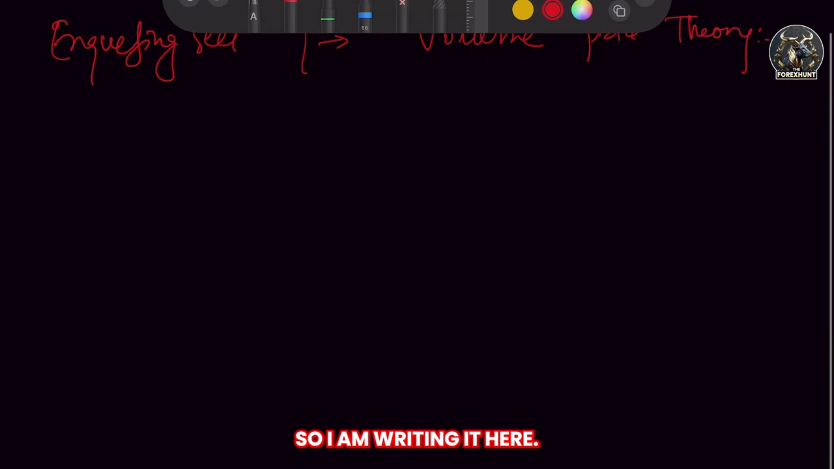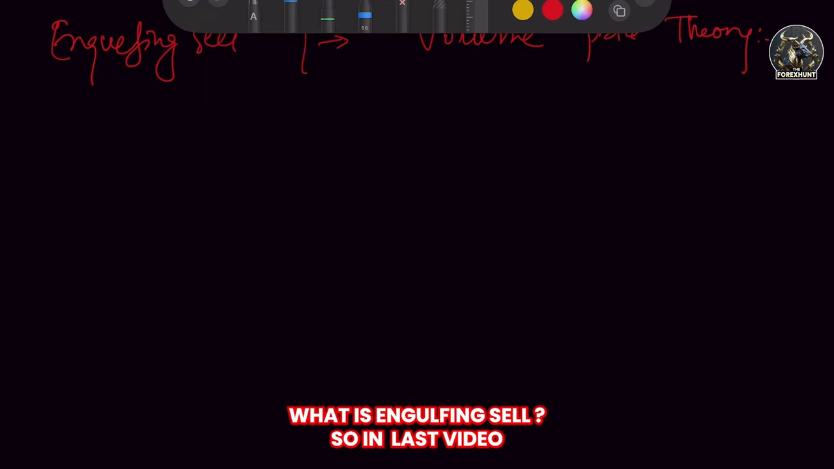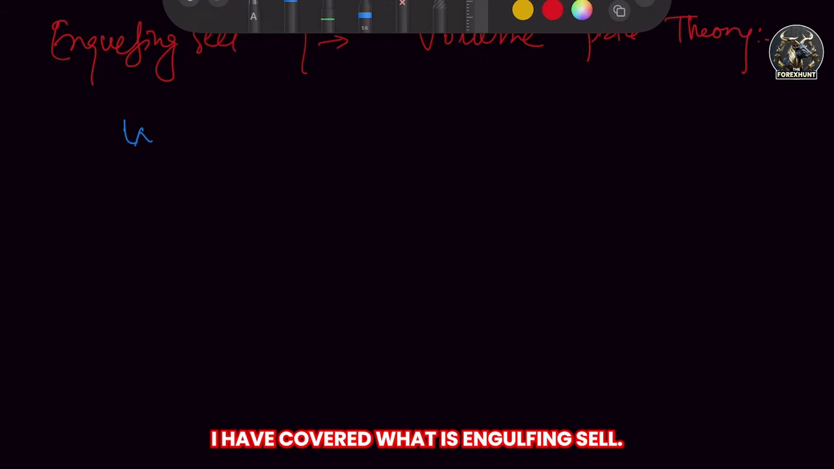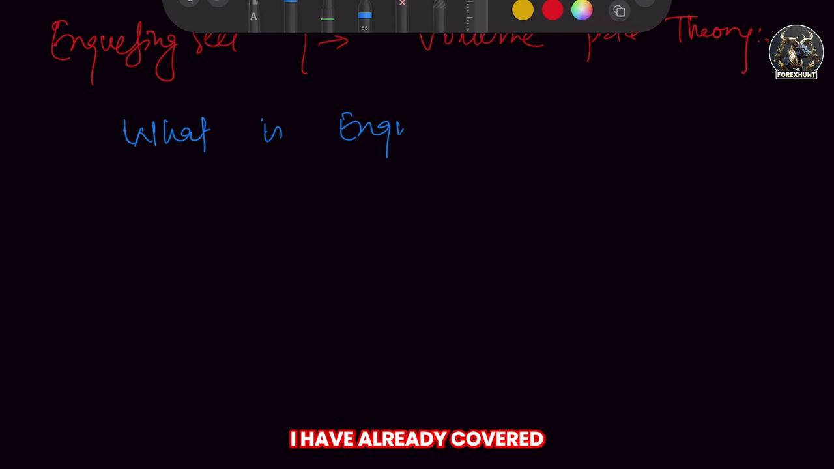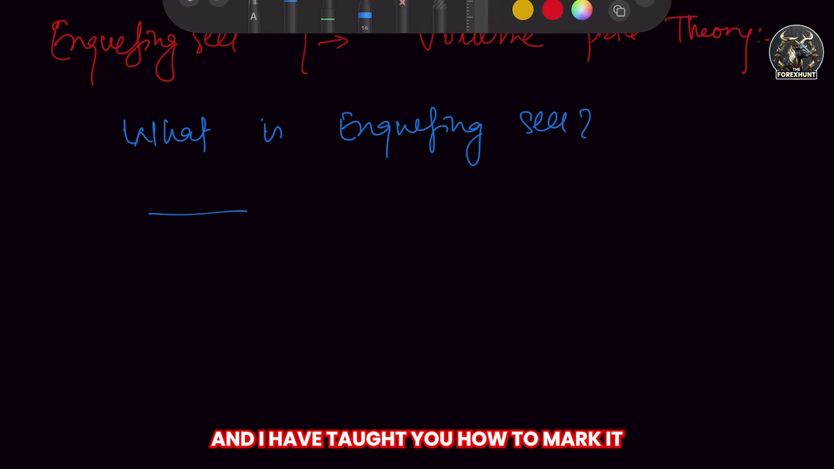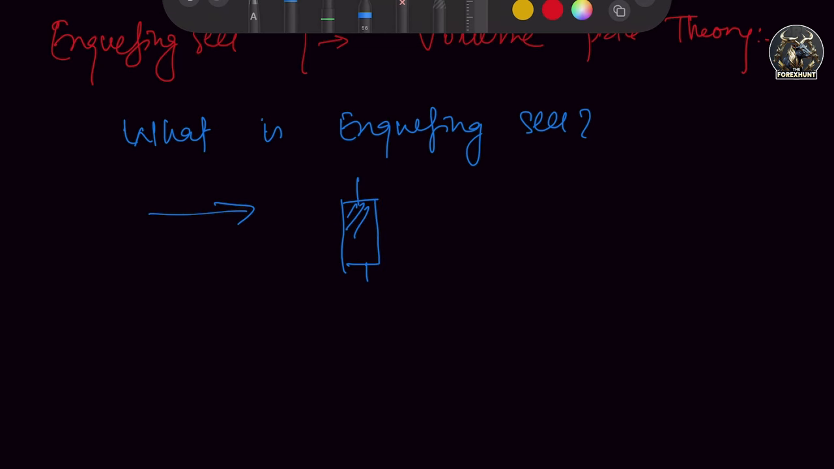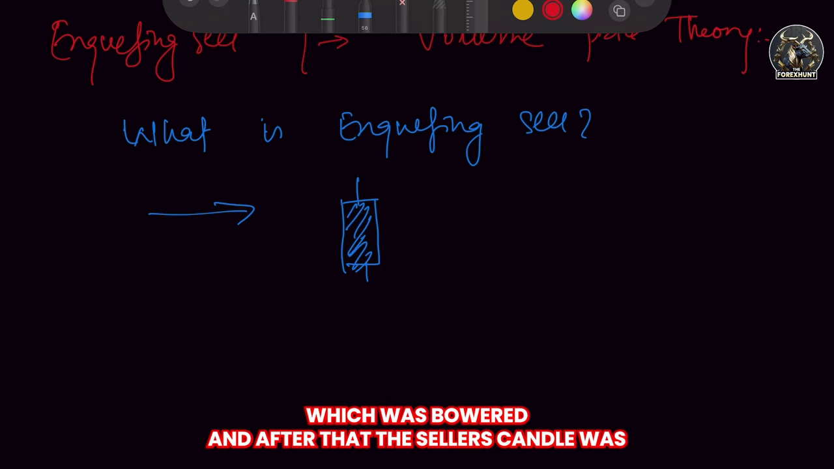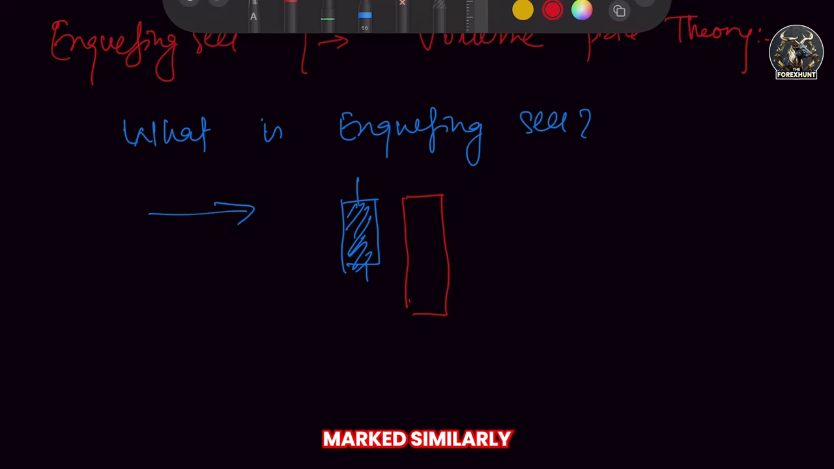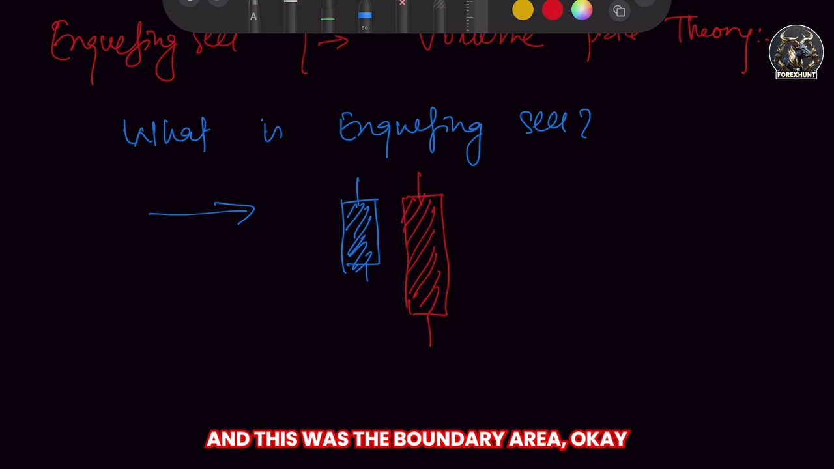So I am writing it here. What is engulfing sell? In the last video I have already covered what engulfing sell is, and I have taught you how to mark it. Firstly, this was the buyer's candle, which was marked, and after that the seller's candle was marked similarly like this, and this was the boundary area.